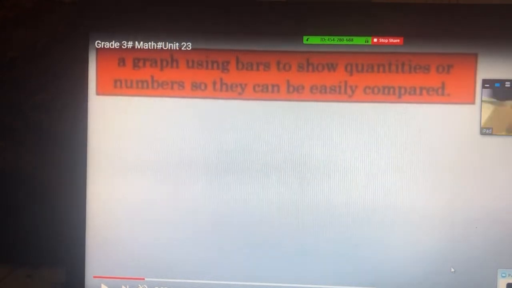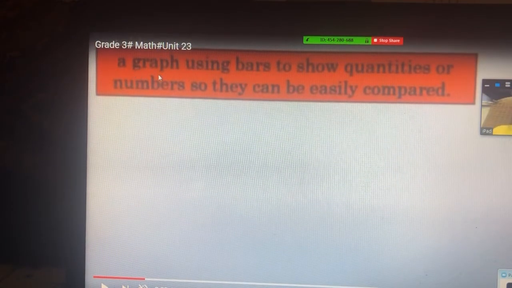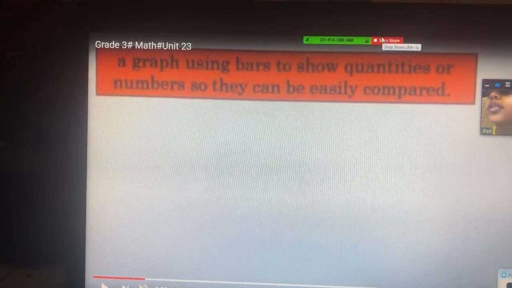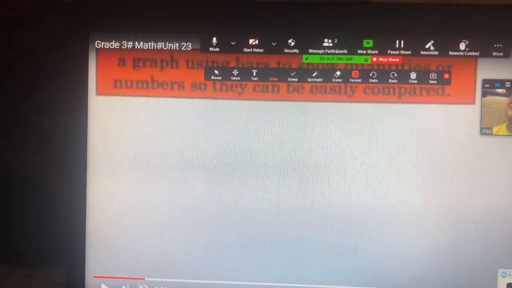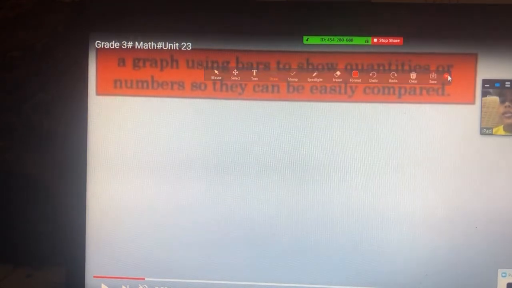That means it's another way of collecting information. Yasin, would you please read for me this part? A graph. It's on the screen. Can you see the screen? Yes. Please read it for me. A graph to show quantities or, so they can be easily compared. Excellent.